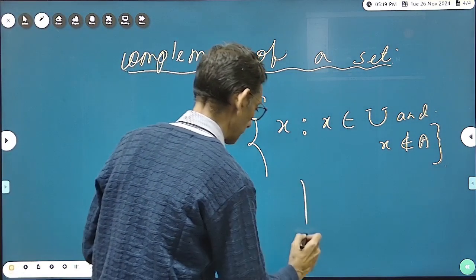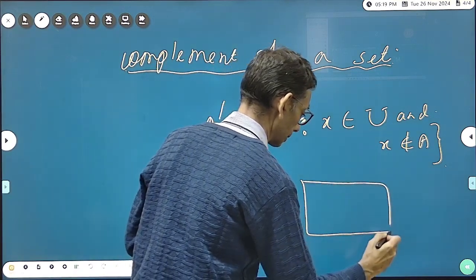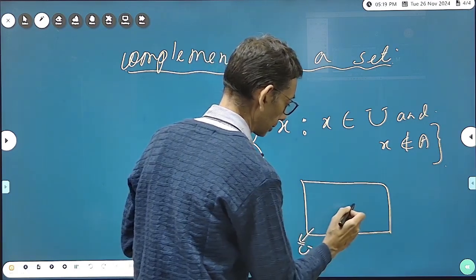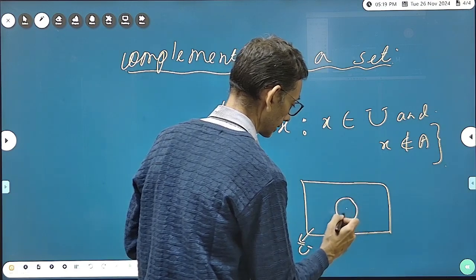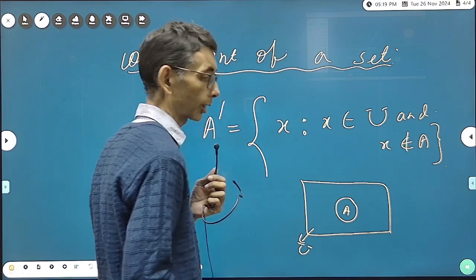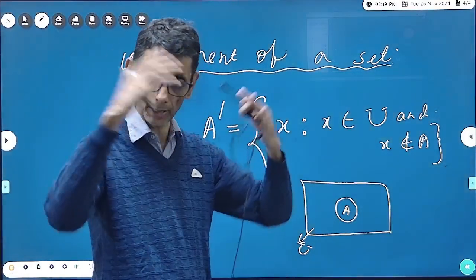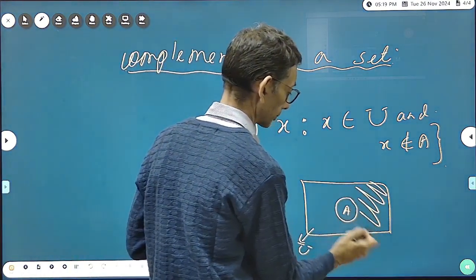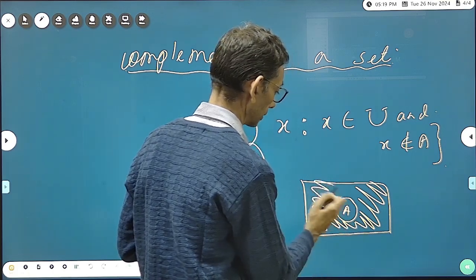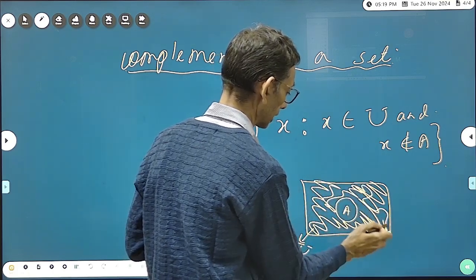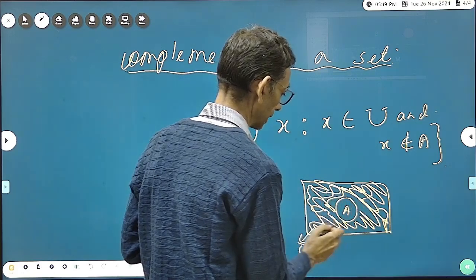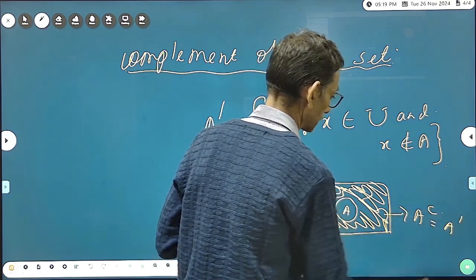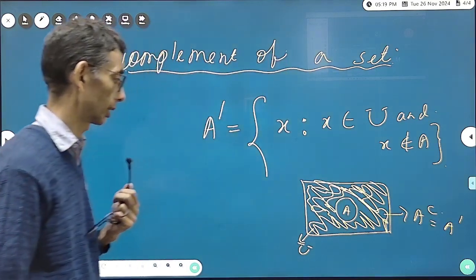If you want to understand with a Venn diagram, you can understand with the help of the Venn diagram. This is the universal set, and this is set A. So A complement means anywhere outside A, any position of any element can be, so these portions except A. Okay, the whole shaded region in U except A will represent what? A complement or A dash. AC or A dash, same thing, right?